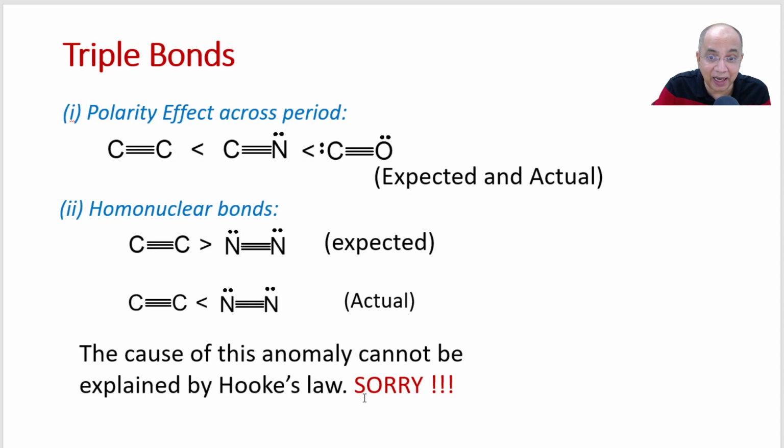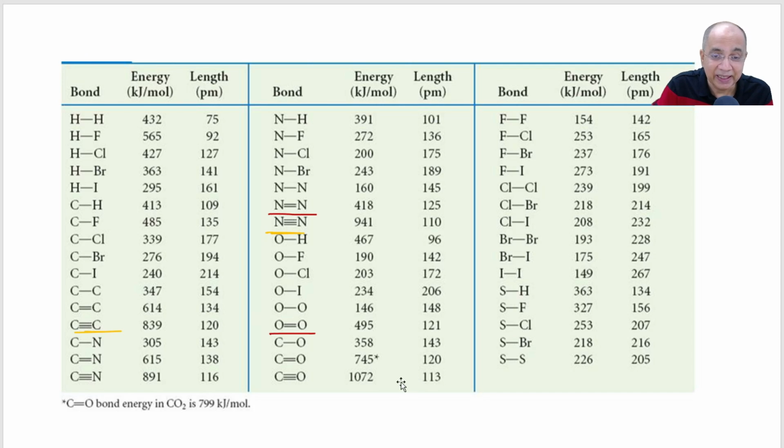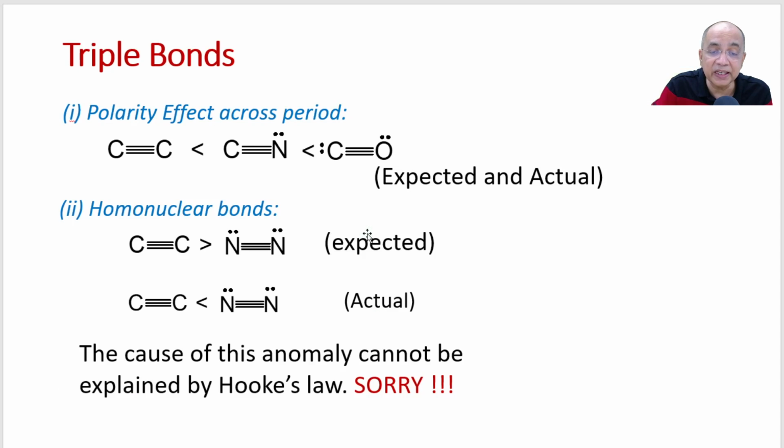But again, while homoatomic diatomic bonds, it is expected because of the lone pair and because of the greater mass, this is expected to be weaker. But actually N triple bond N is stronger than C triple bond C. I'm sorry, I cannot use Hooke's law here to explain. N triple bond N is 941 while C triple bond C is 839. Convincingly N triple bond N is greater.